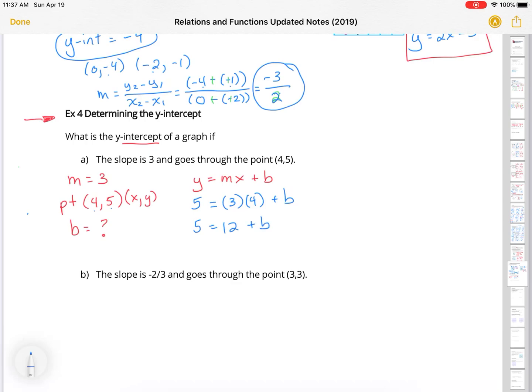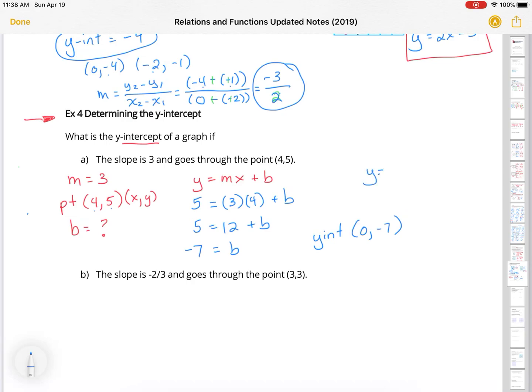Now to find b, I'm going to move the 12 over to the other side. So when I do that, I subtract. So it'll be 5 minus 12, which will be negative 7. So that tells me that my y-intercept is (0, -7), because remember, the y-intercept happens when x equals 0.